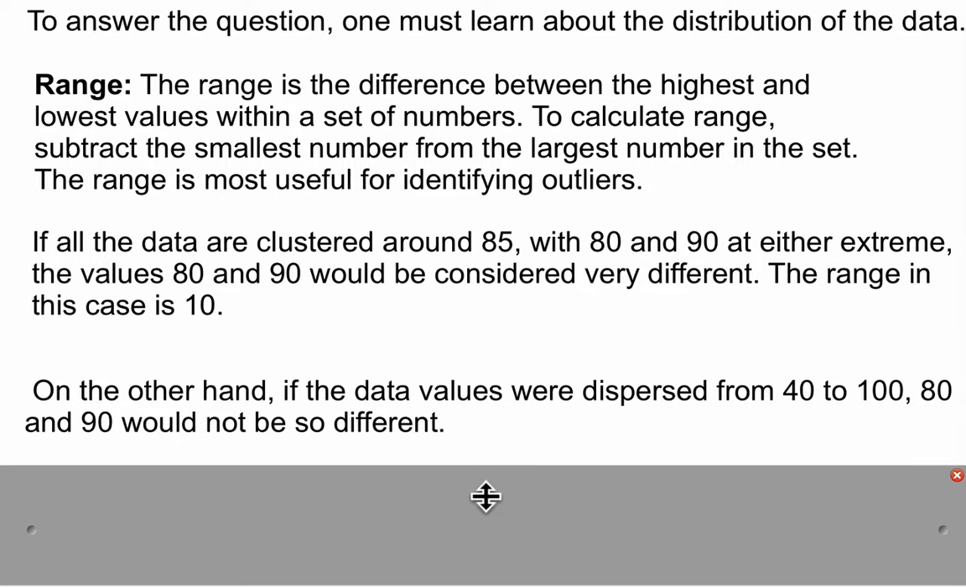On the other hand, if the range was from 40 up to 100, 80 and 90 wouldn't be all that different, even though 90 would be obviously better than the 80, but the 80 would be a significantly high mark within the group, unless the 40 was an outlier and the second highest mark was an 80. Then in that case, the marks would be very different. So we need to know how data is dispersed.